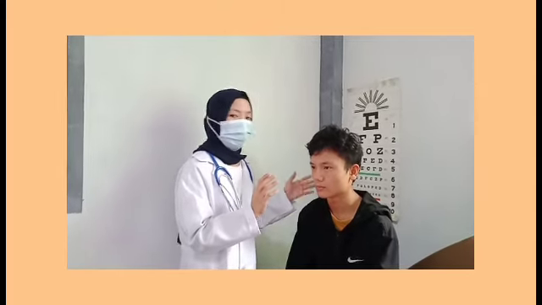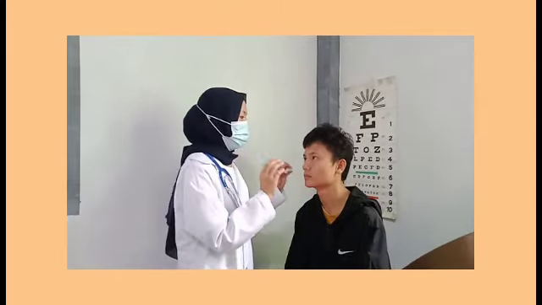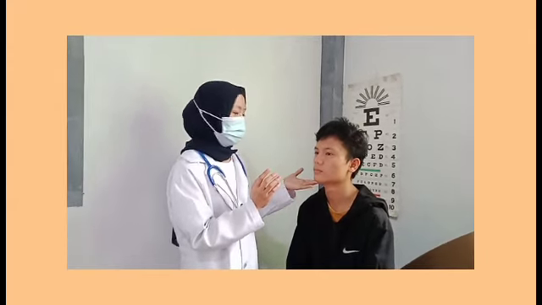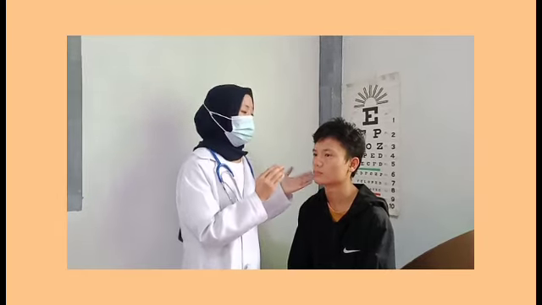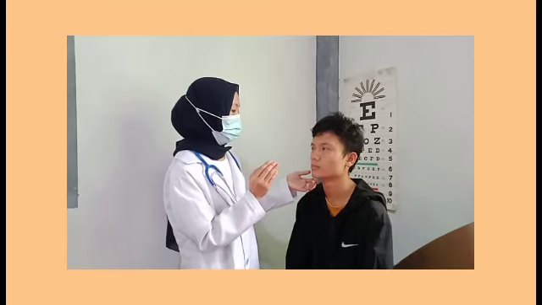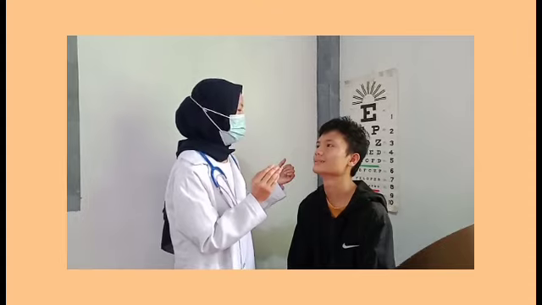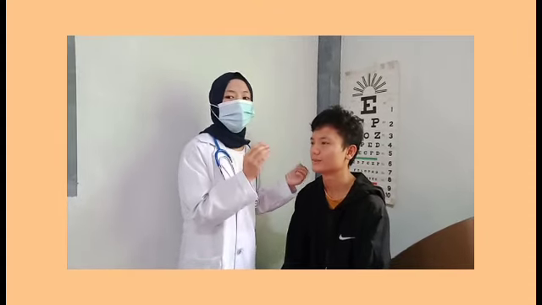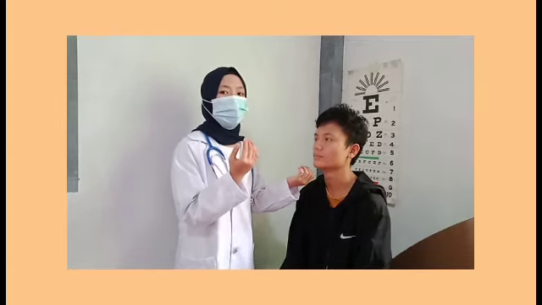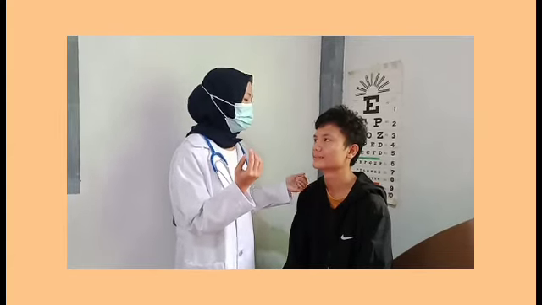So I will be assessing the head. First, we are going to see if the face is symmetrical or normal. Both the left and the right side are symmetrical. So, sir, can you smile for me? Smile. So, the facial expression involves the cranial nerves. Cranial nerve 7 is the facial nerve.